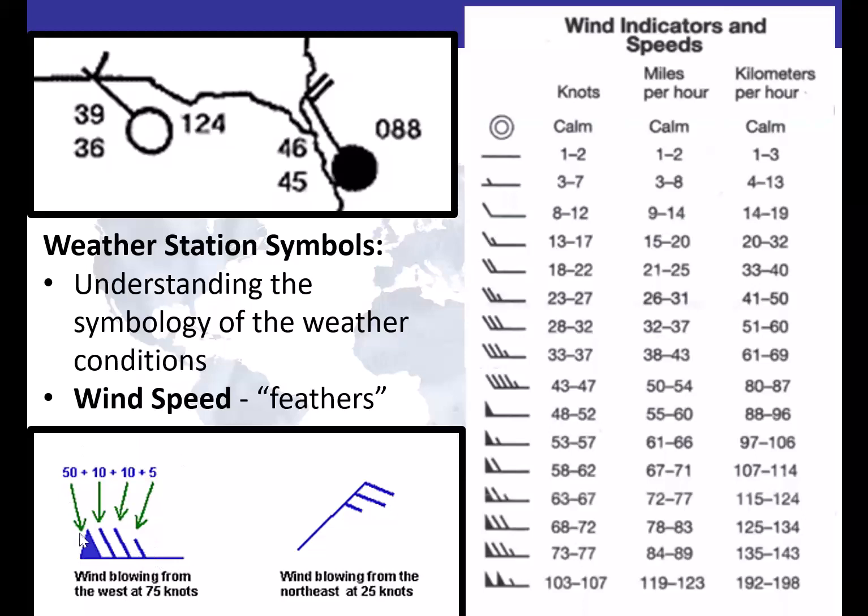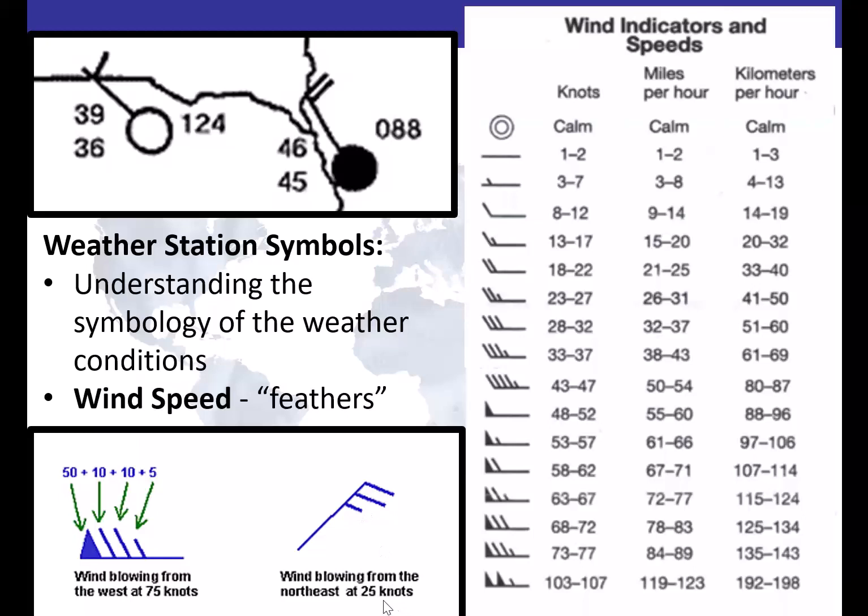So combining all of this, 50 plus 10 plus 10 plus 5 is going to give us a wind speed of 75 knots, while over here we have a 5 because it's a half feather and 2 10s, so that is going to be a wind speed of 25 knots.